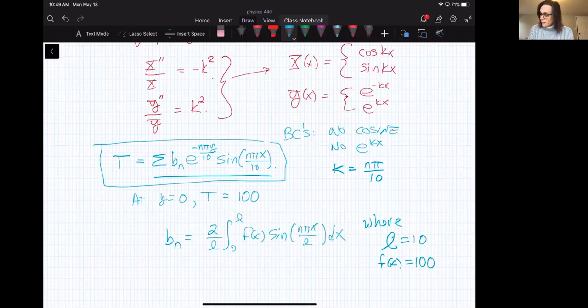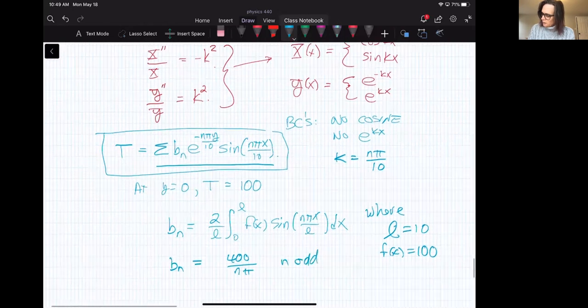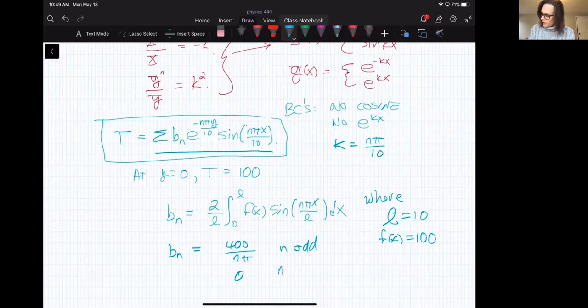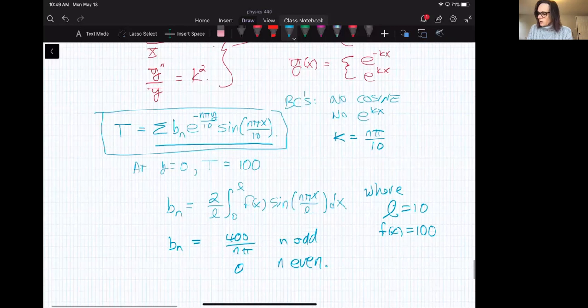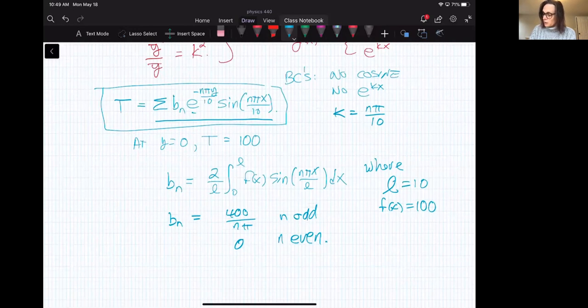And if you substitute those values in, you'll find that B sub n is equal to, I did this right, 400 over n pi for n odd and 0 for n even. The way that you can get this, obviously, is that when y is equal to 0, the exponential term is gone and you just have B sub n times sine of n pi x over 10 is equal to 100, and you're just finding that Fourier expansion. All right, so then the general solution would include our B sub n's.